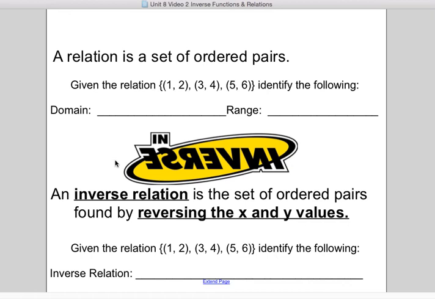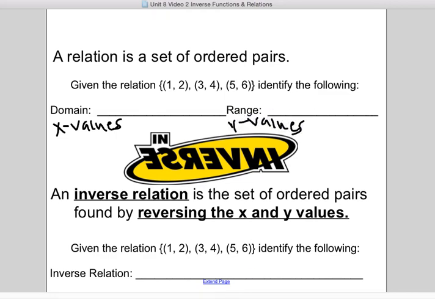So we're given the relation (1, 2), (3, 4), (5, 6). Those are ordered pairs. We need to identify the domain and the range. The biggest thing to remember is the domain is your x values and your range is your y values.